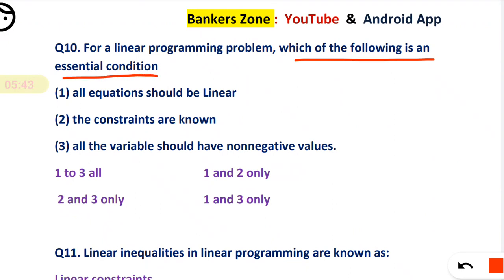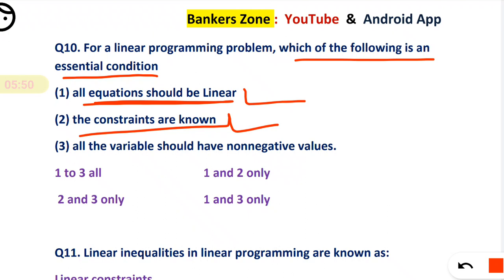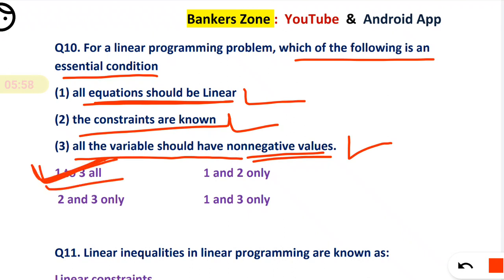First, all equations should be linear. Second, all constraints are known. It is also there. All variables should have a non-negative value. So this is also correct. So 1 to 3, all conditions are required. So here the correct option will be 1 to 3, all.